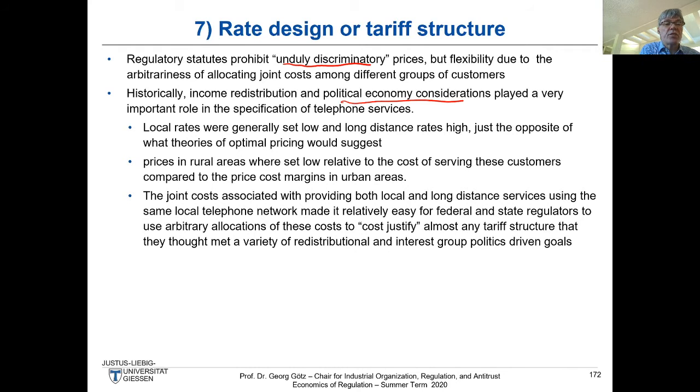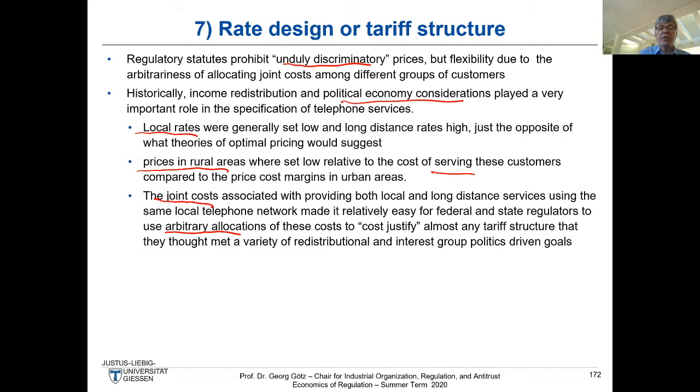In telephone, rates were usually set very low for local rates and very high for long distance rates, particularly affecting business customers. These times are long gone, but it was just not according to cost, but according to political economy considerations. It's also so that prices in rural areas were set low compared to the cost of serving these customers and so on. And of course, given that you have a lot of joint cost here, so you cannot directly assign it, it provides you a lot of headway to just assign or allocate that rather arbitrarily.